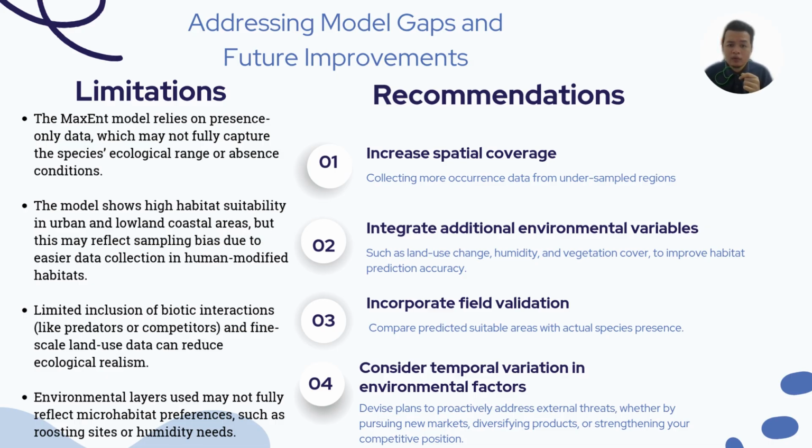The most important is to conduct a field validation, visiting predicted suitable areas to confirm whether the species is actually present. This helps to verify and improve the model reliability. In addition, applying ensemble modeling techniques or comparing Maxent with other tools like random forest or GAM can provide a more robust and confident prediction.